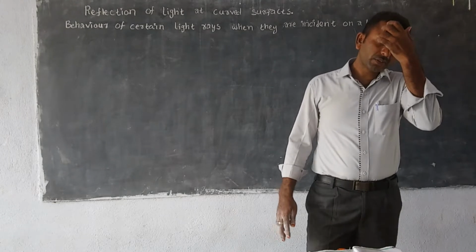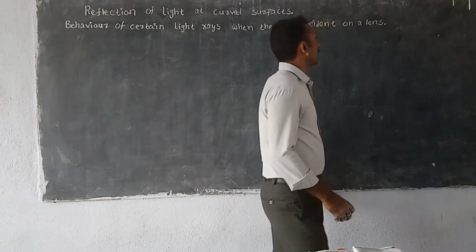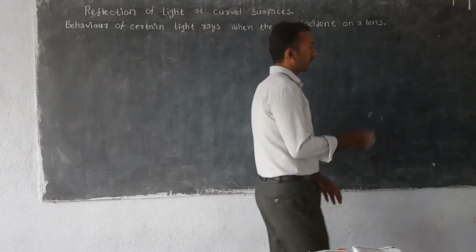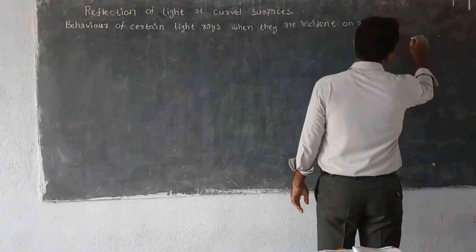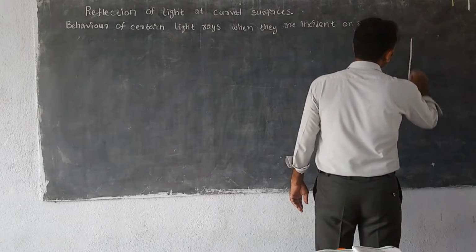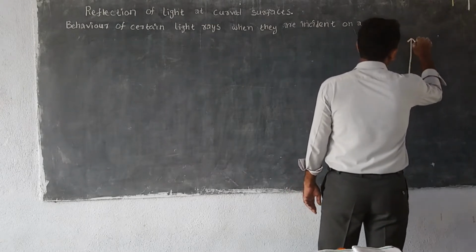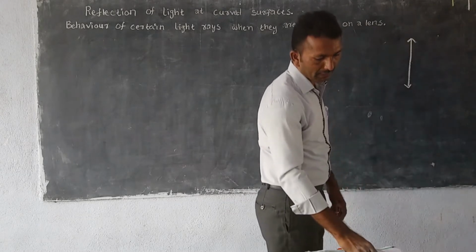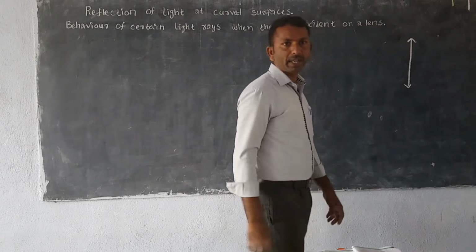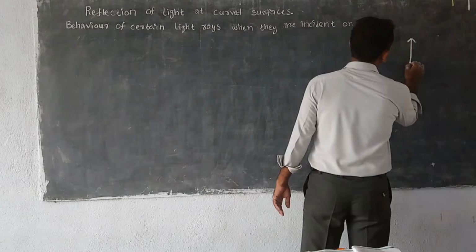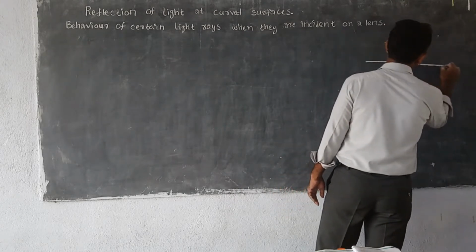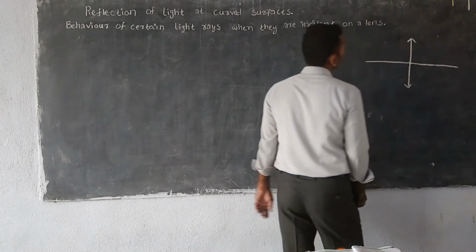Here we are going to draw the pictures for the convex lens and concave lens. First, what is the symbol for the convex lens? This one is the symbol for the convex lens. And what is the first situation here? A ray passing along the principal axis. And what is the principal axis? This is the optic center, and this one is the principal axis.